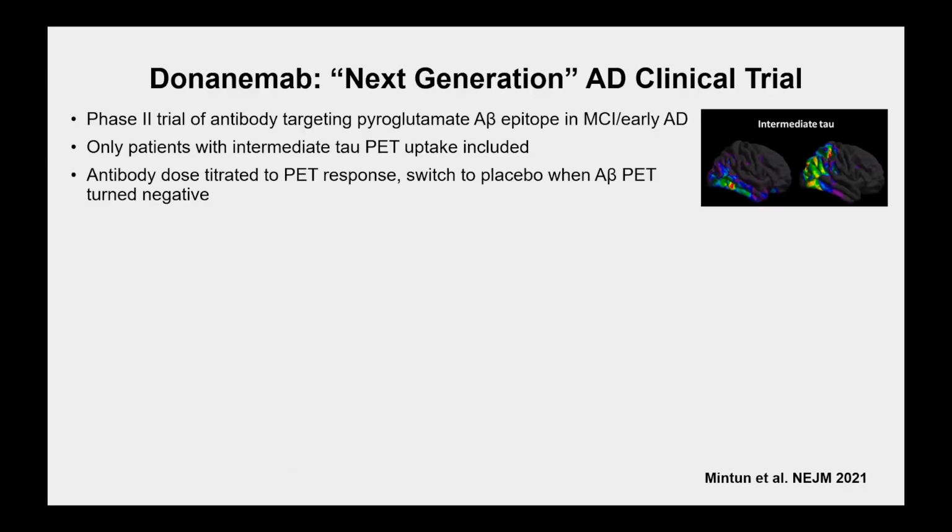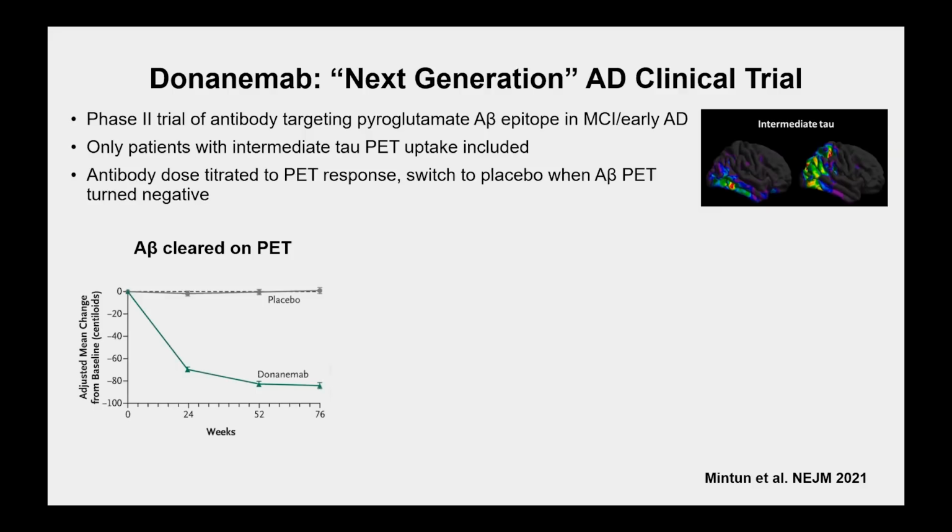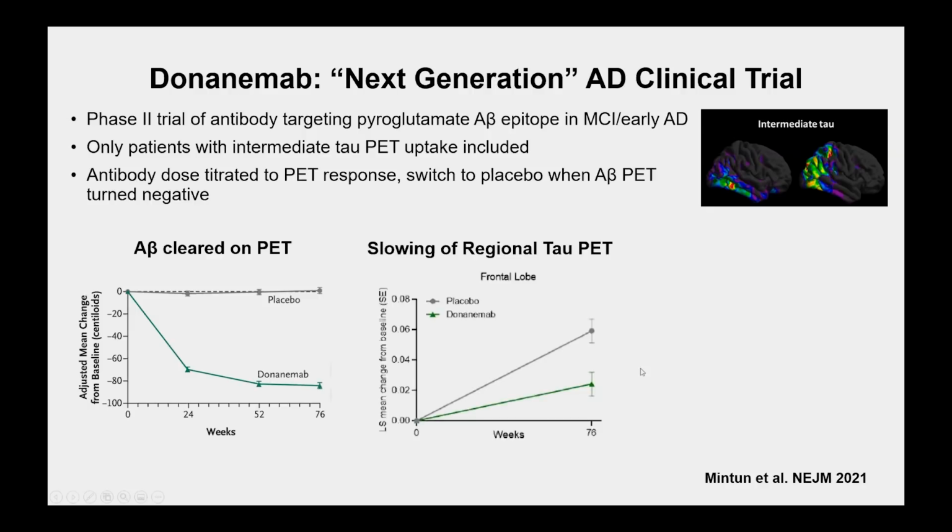But there are other antibodies that are coming down the pipeline, and the data in those antibodies is clearer, and it does suggest that lowering amyloid plaques leads to potentially a change in the biology of the disease and a clinical benefit. This is a different drug called donanemab, and here is data showing that this antibody also reduced amyloid levels compared to placebo, but very importantly, it also slowed the progression of tau PET.